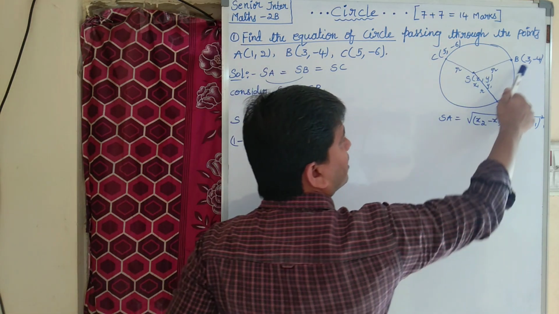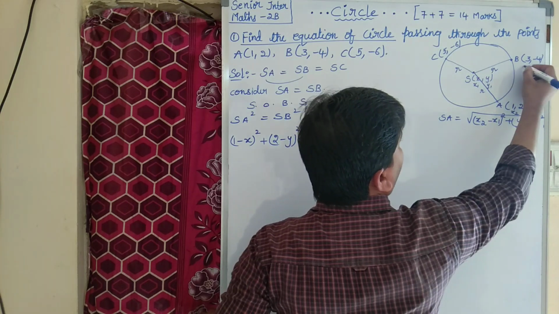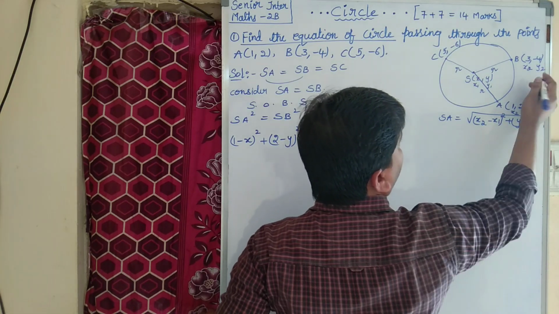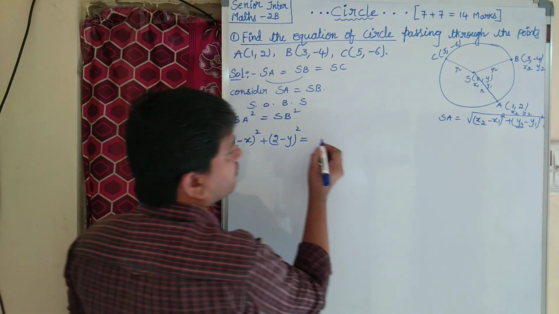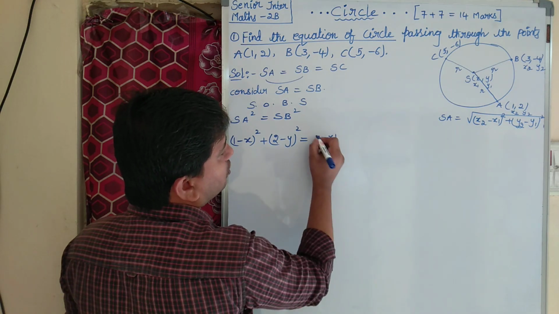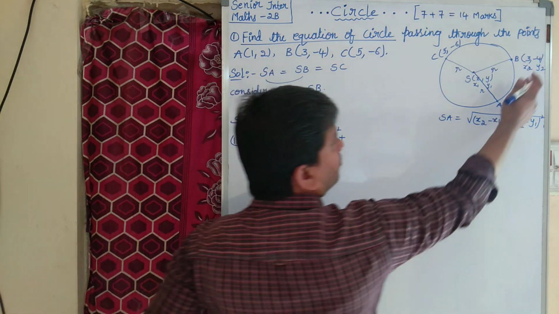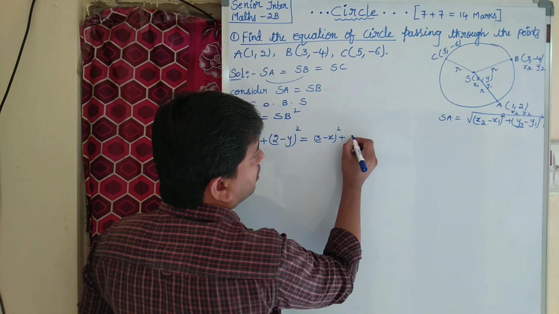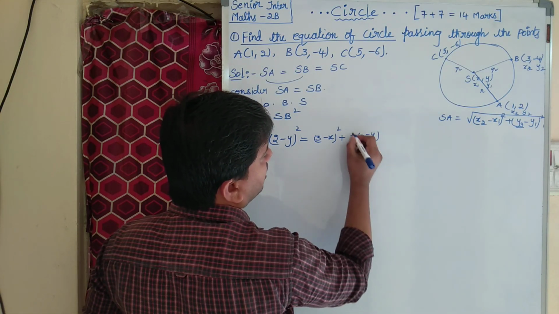So this is S and this is our B. S is called x1 y1, B is called x2 y2. Again (x2 minus x1) whole square, (3 minus x) whole square plus (y2 minus y1) whole square, that is (minus 4 minus y) whole square.